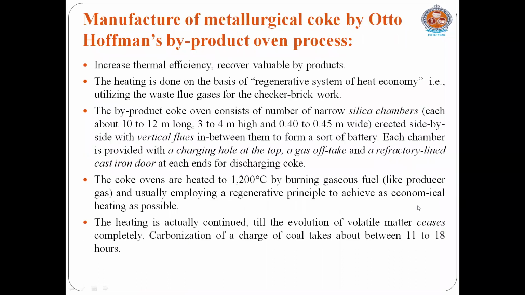So manufacturing of metallurgical coke by Otto-Hoffman's byproduct oven process. So let's look at the process. The main advantage of this method, Otto-Hoffman's byproduct oven process, is thermal efficiency, heat economy.